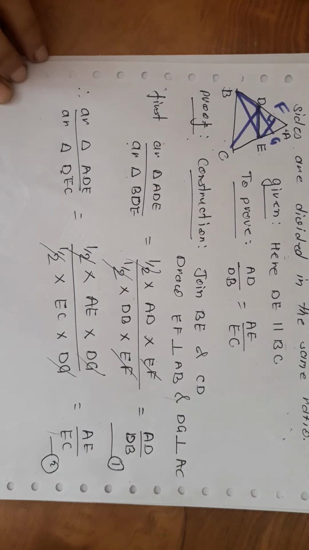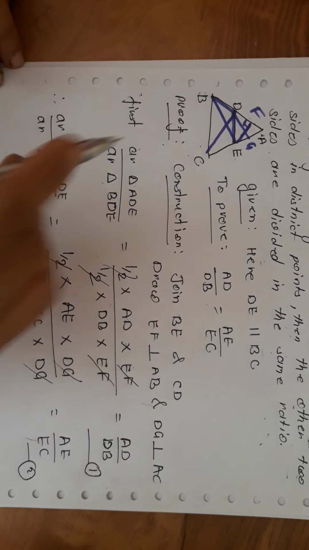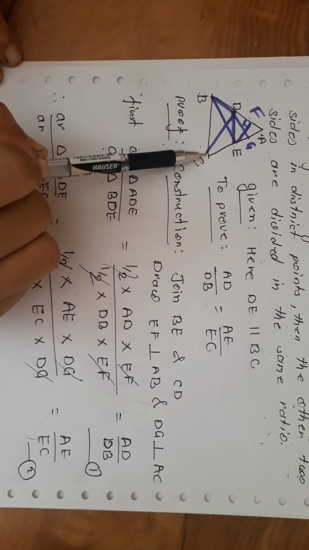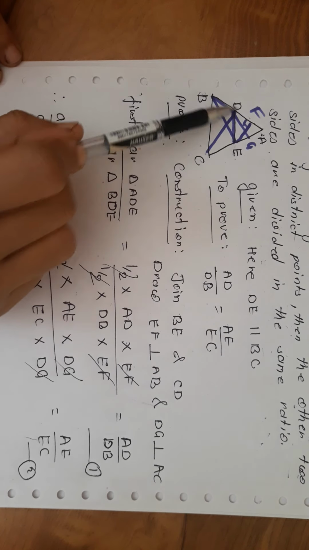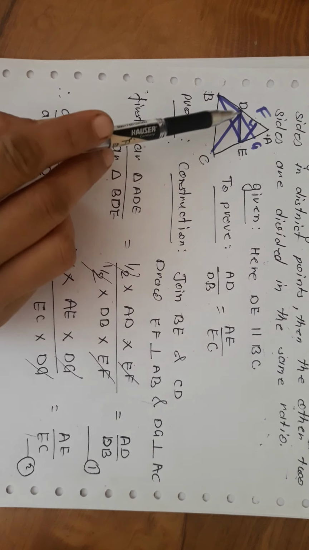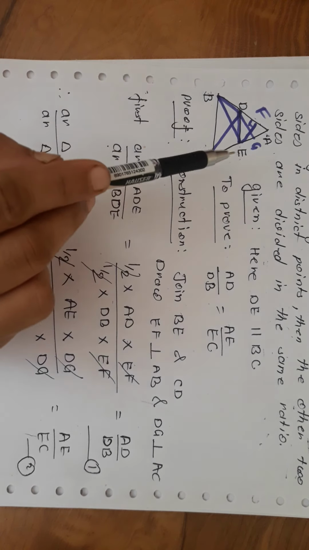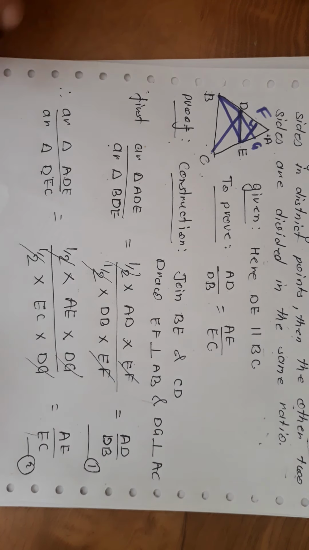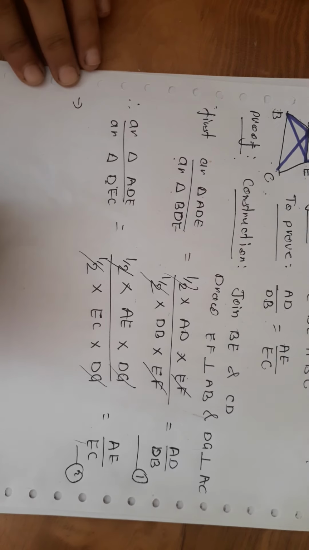Equation number 2. Now you can see from the figure that triangle BDE and triangle DEC lie on the same base DE and between the same parallel lines DE and BC. So we need to write these statements.